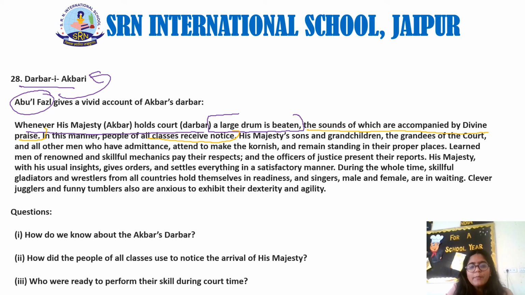Who were ready to perform their skill during the court time? We see that the whole time skillful gladiators and wrestlers from all countries hold themselves in readiness. Singers, male and female, used to wait. Clever jugglers and funny tumblers also used to anxiously wait. So these were all the artists who waited very eagerly so that they could come up in front of Akbar and also get rewarded for their art. I hope this paragraph is clear to all of you. It was a very easy paragraph.